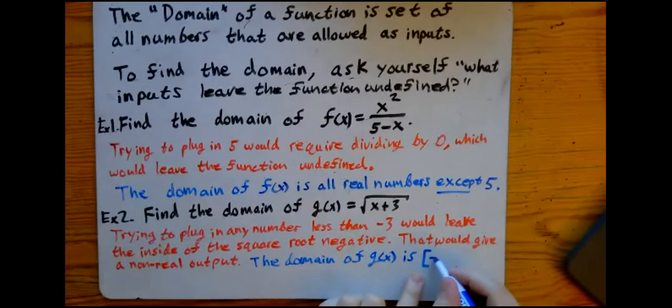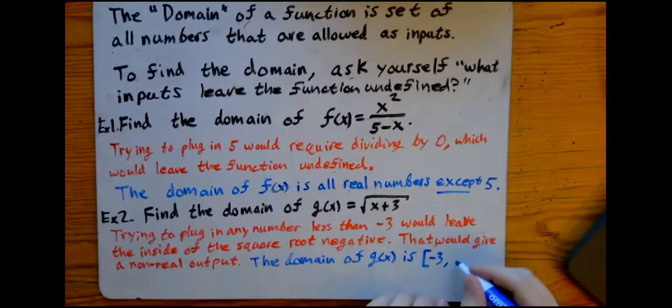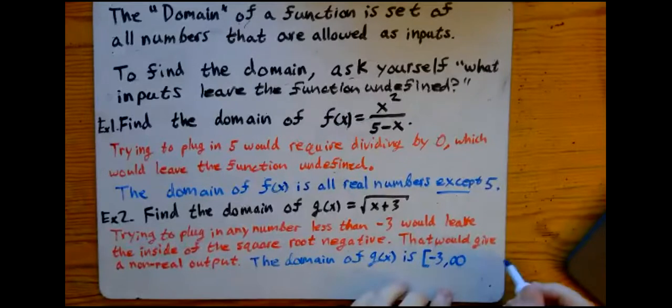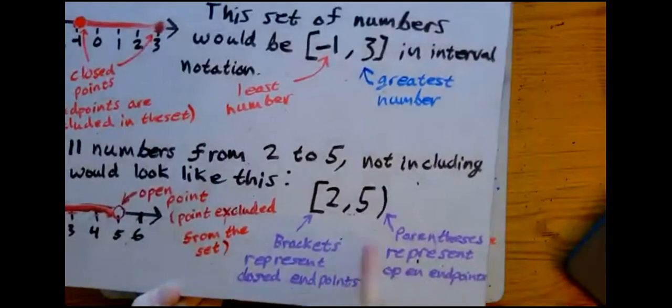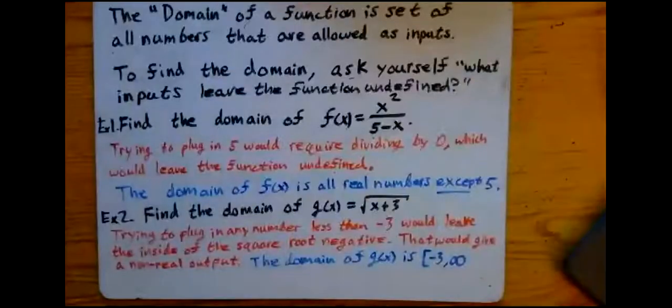So our least value is negative 3. Now I can plug in any number I want greater than negative 3. I can plug in negative 2, negative 1, 0, 1, 2, 3, 4, 5, 6, 7, 8, 9, 10, and so on. So there is no upper bound. So our greatest value on our interval is infinity. Does infinity use a bracket or a parenthesis? Well, infinity isn't an actual number, so we can't plug it in. So the right bound is an open point, represented by the parenthesis.